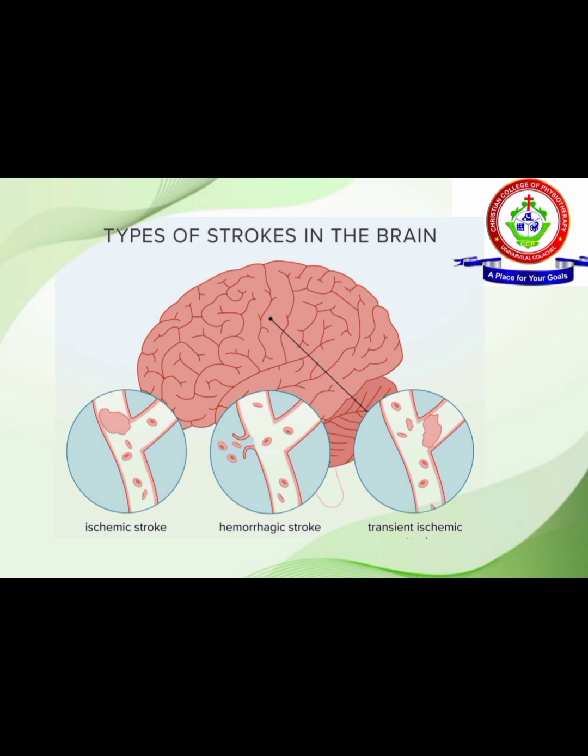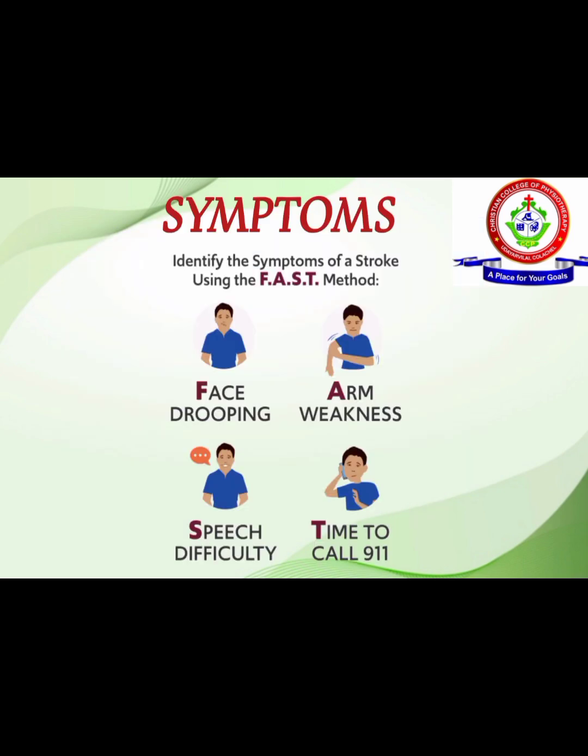Third one is transient ischemic attack. It is also known as mini stroke. It occurs when the blood flow to the brain is temporarily blocked. Symptoms. Identify the symptoms of a stroke using the FAST method. F for face drooping, A for arm weakness, and S for speech difficulty. And the last one is T, time to call, when all of the above symptoms happen to a person.